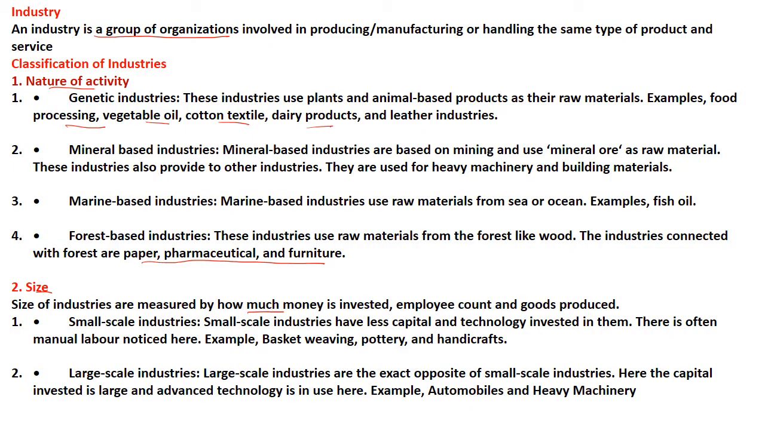Okay, next is industry. What do you mean by an industry? An industry is a group of organizations involved in producing, manufacturing, or handling the same type of product and services, right? So it's a group of organizations. When we say food industry, what do you mean by food industry? That industry is involved in the production and manufacturing of food, right? The beverages industry, like Cola, Pepsi and all, comes under the beverages industry. They are producing and manufacturing beverages.